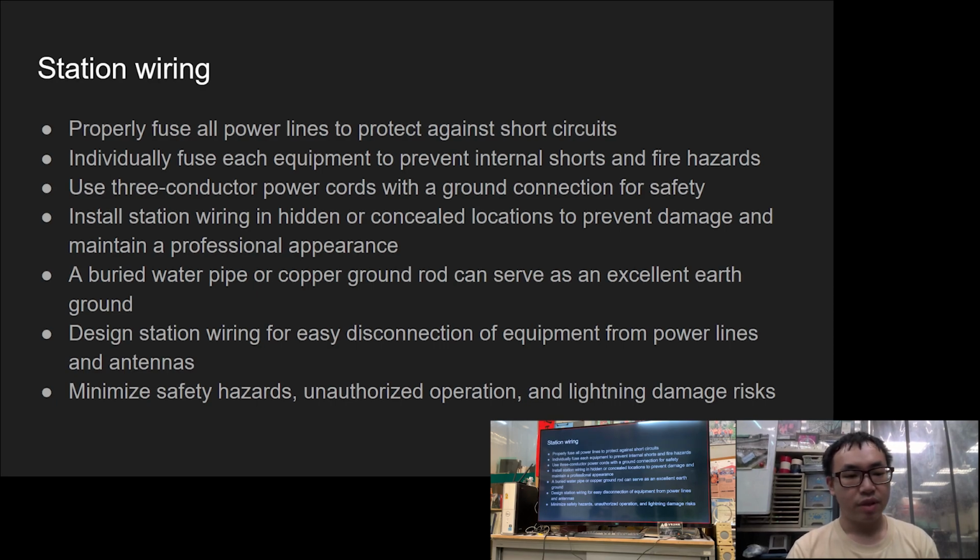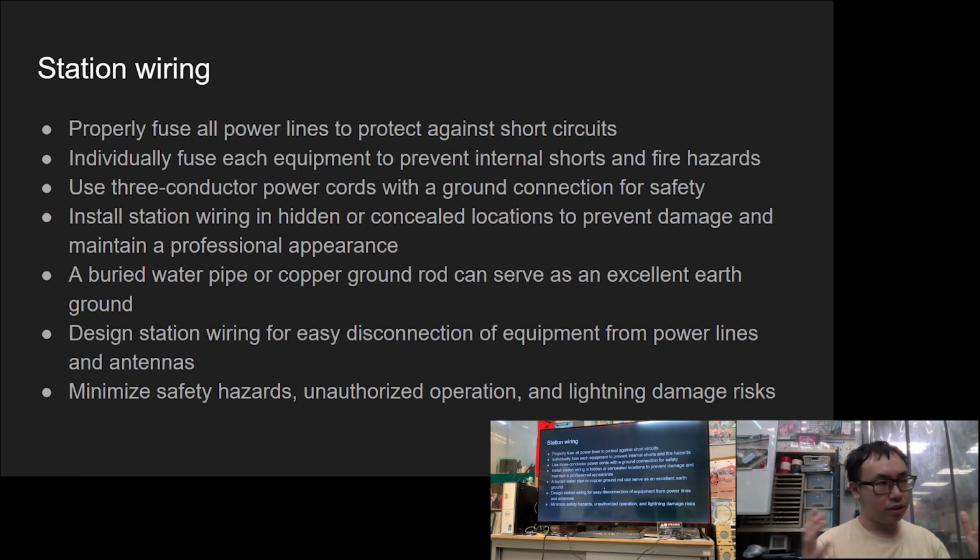And install station wiring in a high place. Okay, so we have got a lot of wirings here, especially when you have to connect your devices between devices. You have a lot of wires, so make sure these wires are not that obvious and that people cannot touch them easily. Okay, like take the antennas at the back as an example. We got a controller in our radio room to control the antennas, rotating and elevating. So make sure these kinds of wires are connected and not that easy to touch.